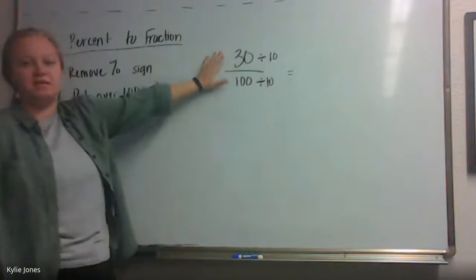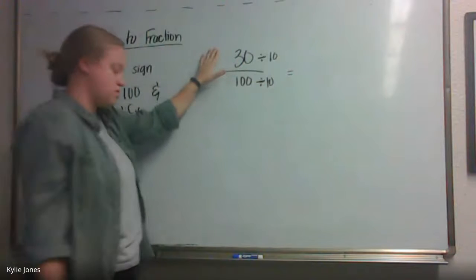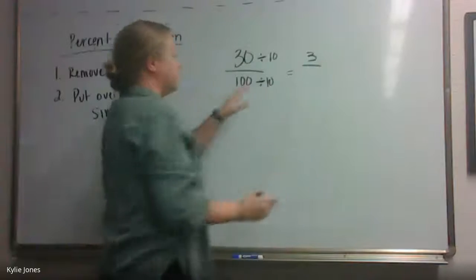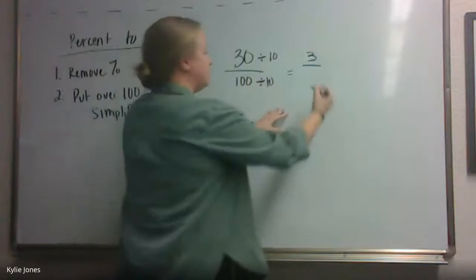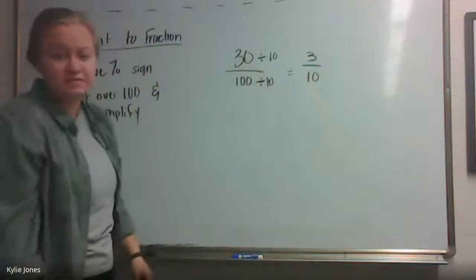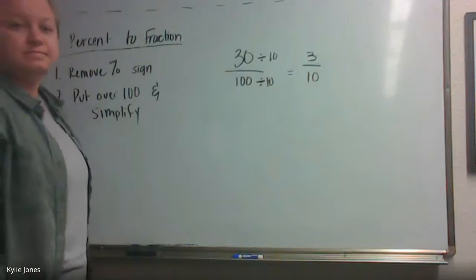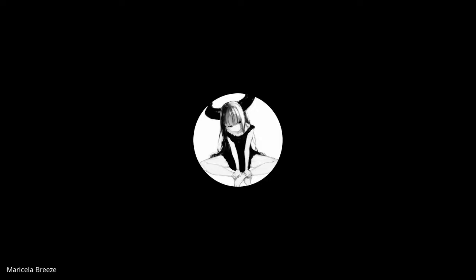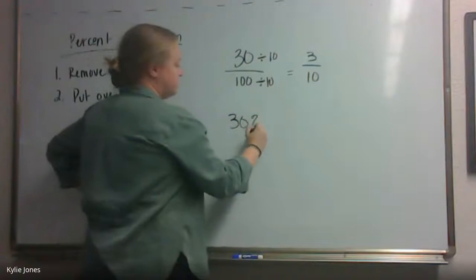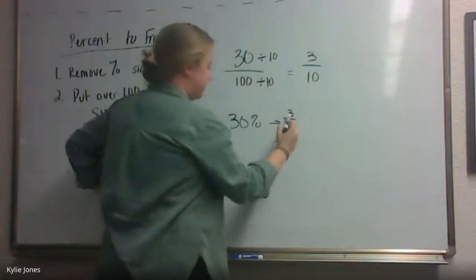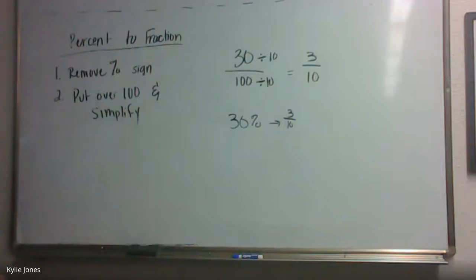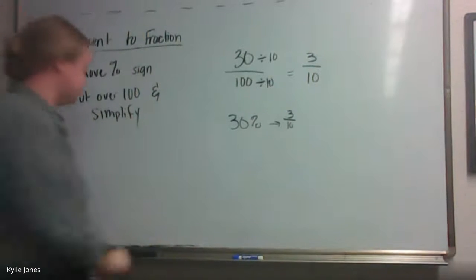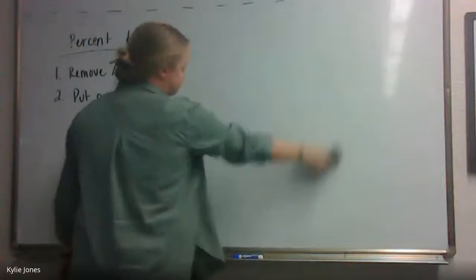So now let's finish simplifying this. What's 30 divided by 10? 3. And 100 divided by 10? 10. So now we have 3/10. Can I simplify that any further? No, you can't. So 30% is the same as saying 3/10. Sorry, choking on my granola bar from earlier. Everything's fine. Okay, let's do a couple more problems like this one.